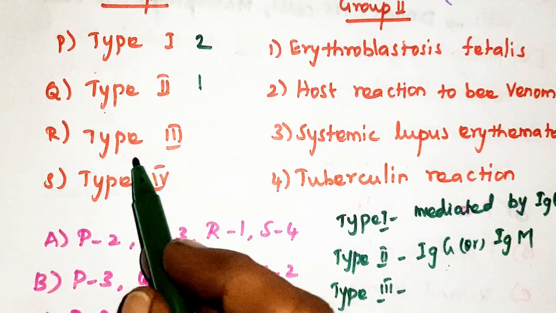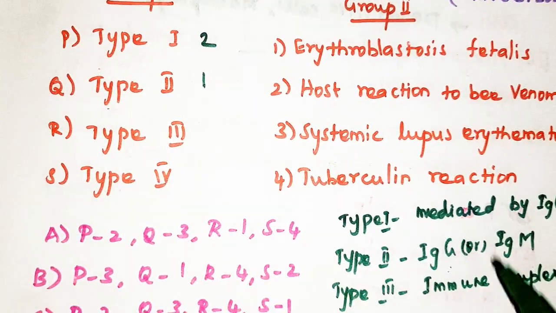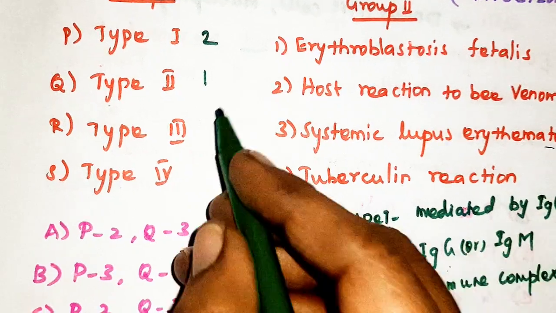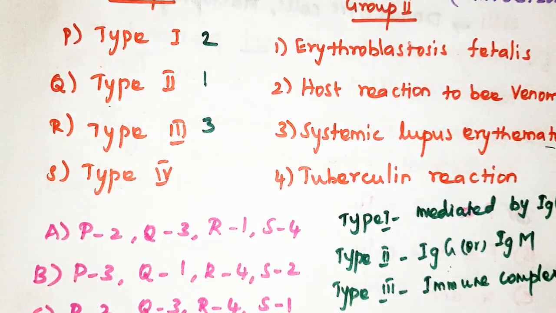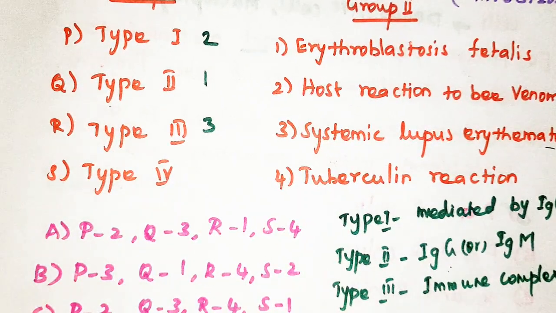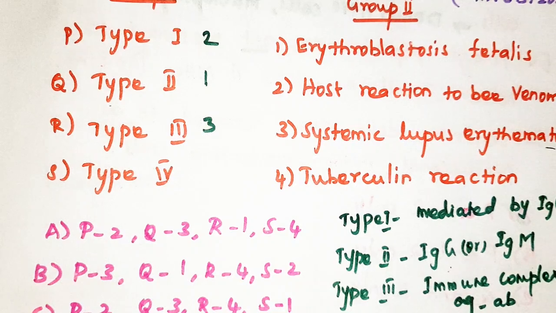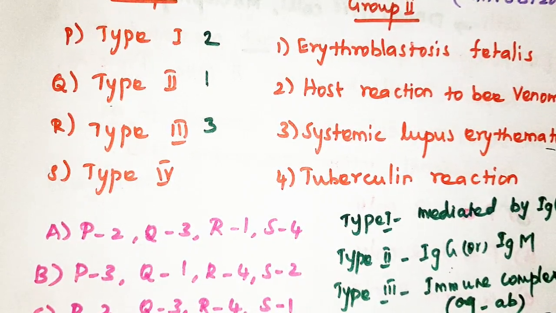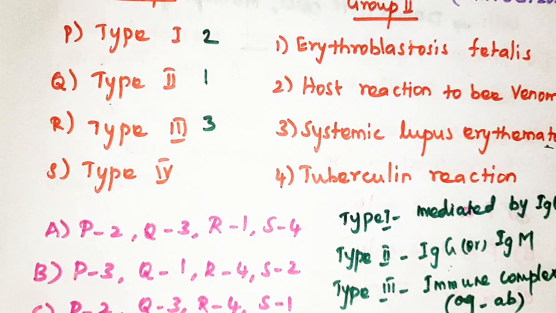And next one is type 3 hypersensitivity reaction. This type 3 hypersensitivity reaction is mediated by immune complexes. So systemic lupus erythematosus is an example for type 3 hypersensitivity reaction. In type 3 hypersensitivity reaction, there will be a formation of antigen antibody complexes which build up in tissues and cause inflammation. Accumulation of immune complexes in tissues will lead to tissue damage and inflammation.